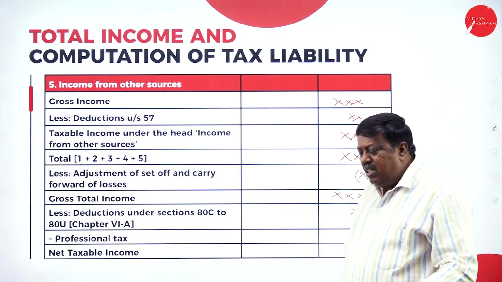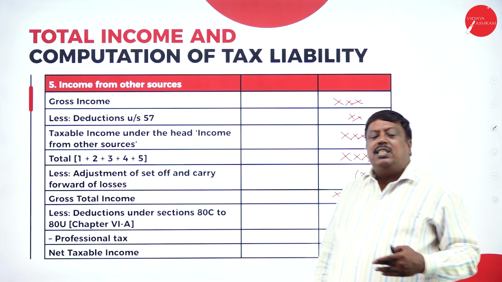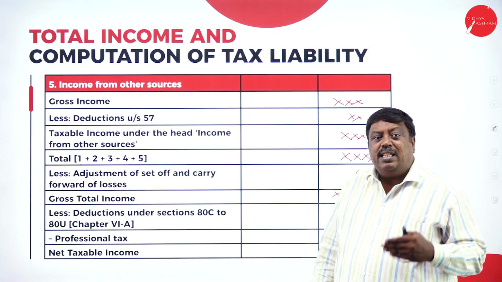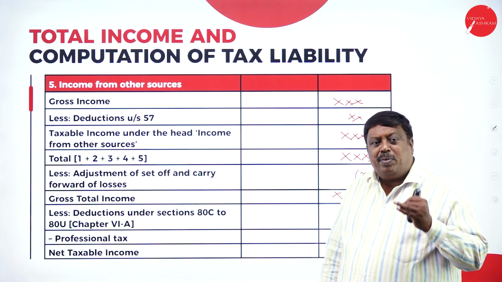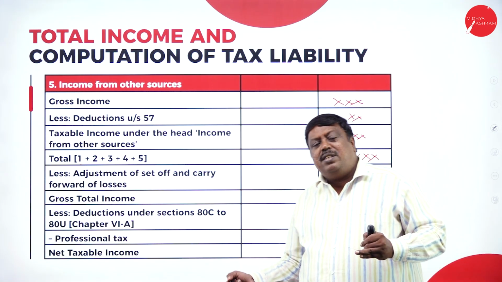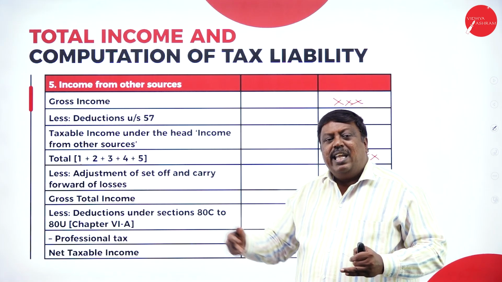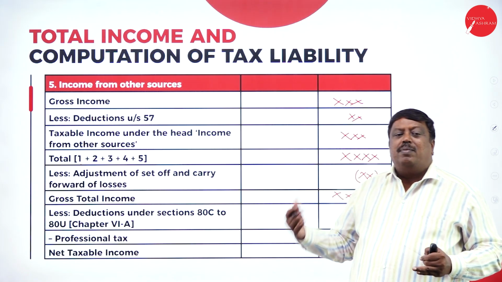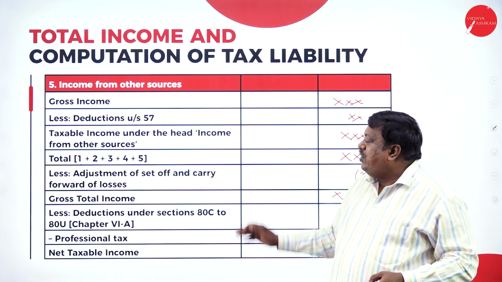It is very easy, and certain things we are going to calculate and analyze in the next semester, but in this semester we are going to learn income from salary and income from house property in depth. In the 6th semester we are going to learn profits or gains from business or profession, income from capital gains, and income from other sources. This is total income and computation of tax liability.